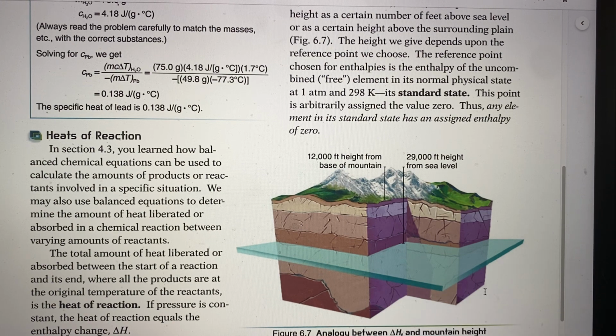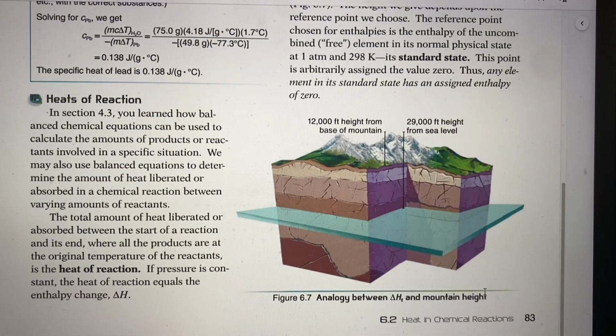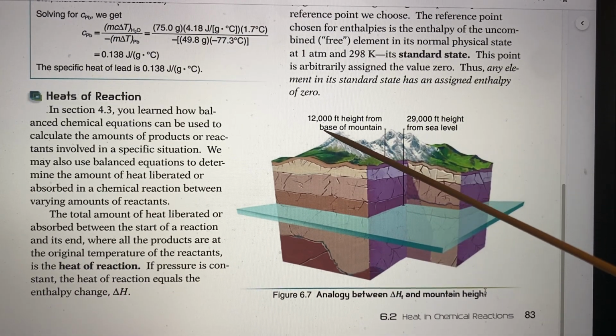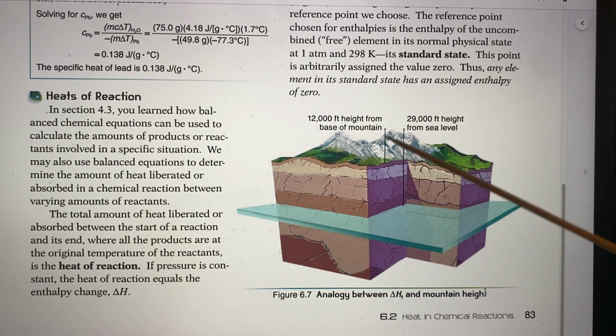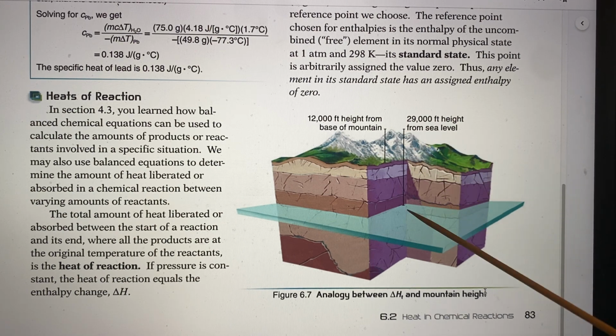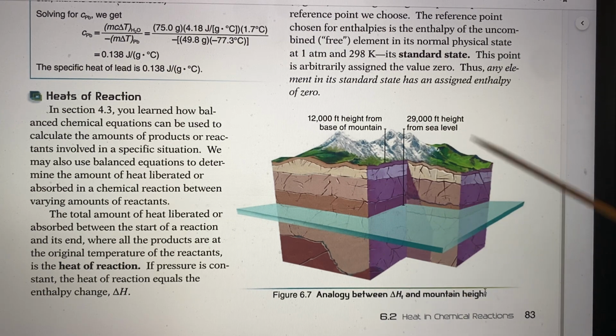So here's an analogy between this enthalpy and the high mountain. So we have a high mountain, 12,000 feet height from the base of the mountain right here. So if we're just measuring this much, we get 12,000 feet. Oh, but we decided we're going to measure from sea level, and it's 29,000 feet from sea level. So it's really important that we have a standard where we're measuring from. That's the standard state.